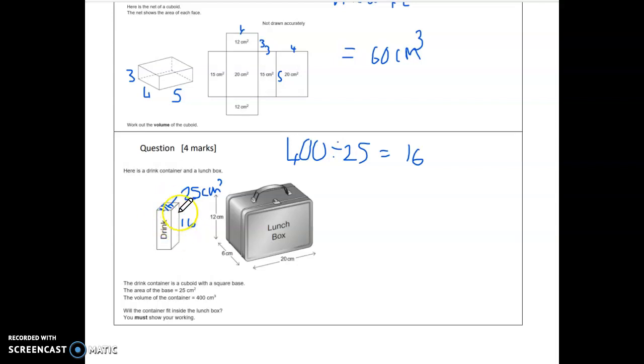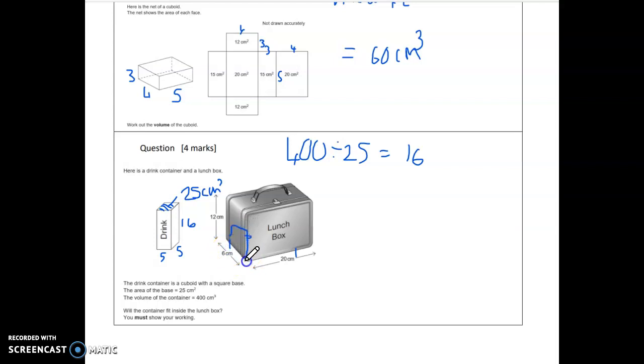Now this is a square. It says there the base is a square, which is 25. So therefore the length of it is going to be something times itself to get to 25. So it's going to be 5 and 5. So the question is, will it fit in this lunchbox? So it's 12 and it's got a height of 16. So it won't fit upwards, but it will fit across because it's only 16 compared to the 20. And also it's got a height of 5, so it'll fit up to there. And a width of 5 as well, so it'll fit there as well.